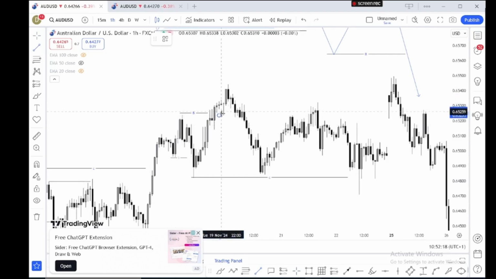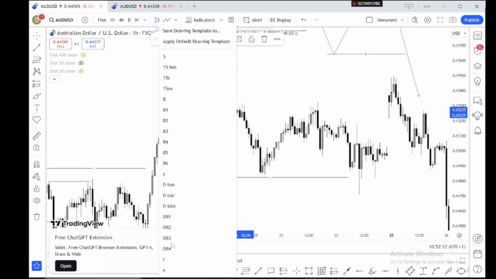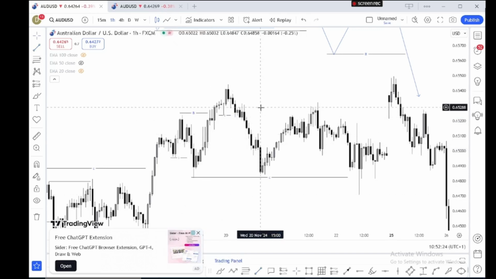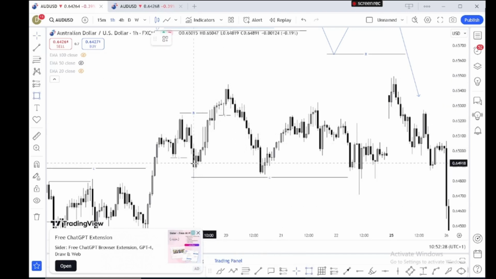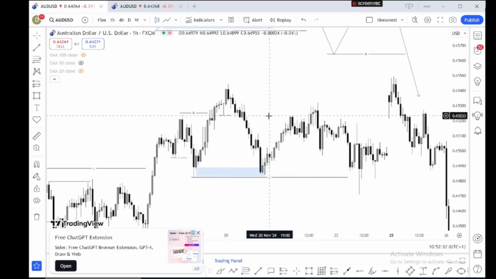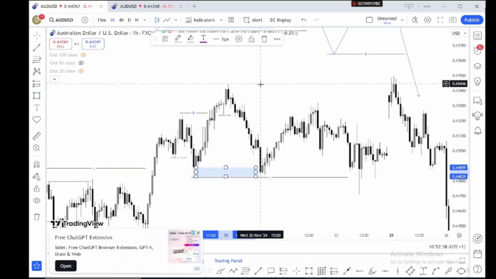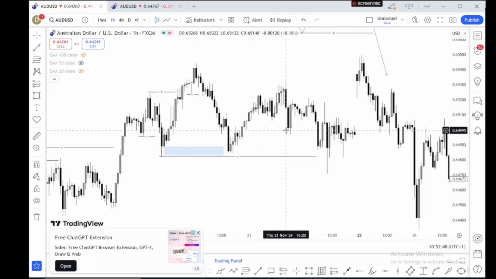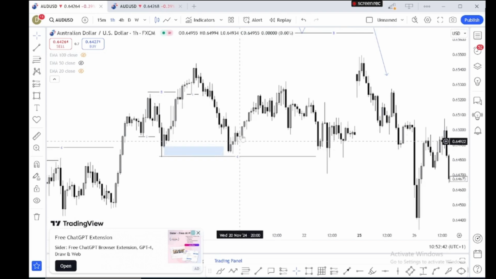So we look for our inducement like this, and as you can see, market came to the extreme. I don't want to trade in opposite of what the higher time frame is telling me, against the higher time frame. That's why I ignore this setup. And as you can see, it was a move.